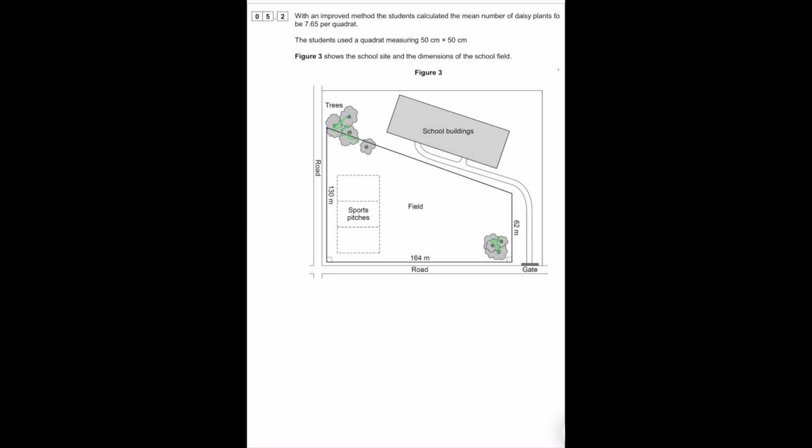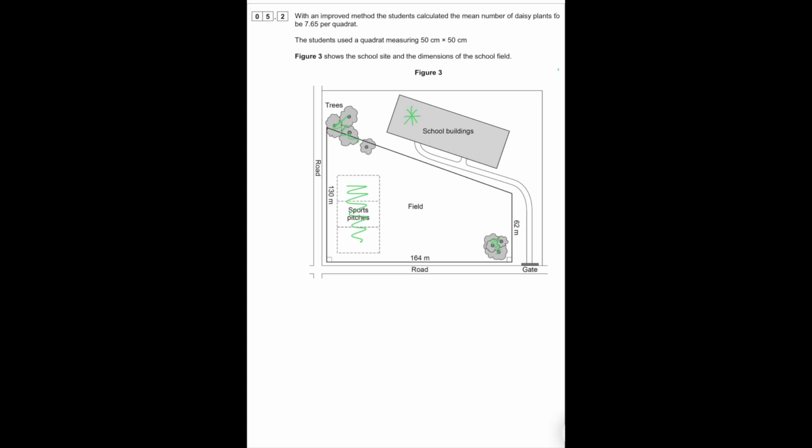Also, the trees will take nutrients out of the soil, such as nitrates, which means that there will be less for the daisies to grow, so fewer daisies in that area for that reason as well. We've got a sports pitch here, which means that there's going to be more people walking around the sports pitch, which will kill any of the daisies around that area as well because of trampling. We've got the school building here, which will also reduce the amount of sunlight around that area, which means there could be fewer daisies around that area.